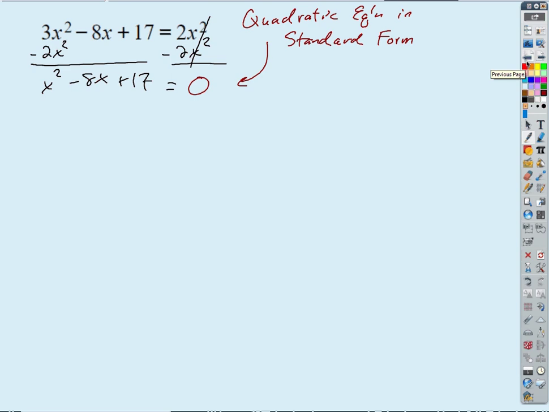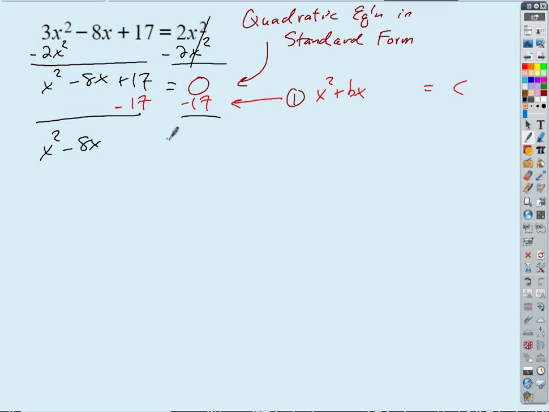What's my first step? Subtract 17. And the reason for that is, step 1 is I need to get my equation in the form x squared plus bx equals a number, like c, right? Okay, so to do that, I'm going to subtract 17 from both sides. And that gives me x squared minus 8x equals negative 17. Okay, good. What's step 2?